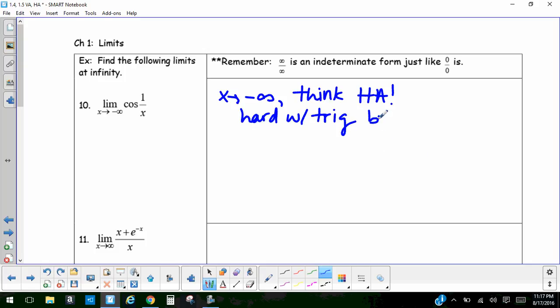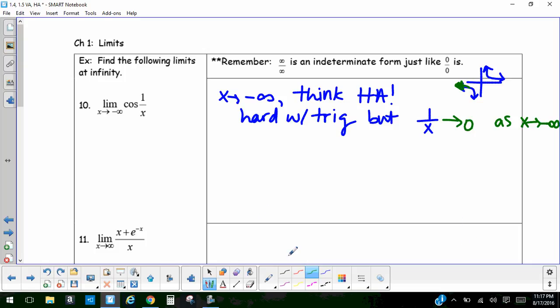But let's just go back to something we do know. 1 over x is pretty easy. We have a graph of 1 over x memorized. What happens to that graph? 1 over x goes where as x goes to negative infinity? Well, as x goes to negative infinity, that's out here. 1 over x is approaching 0.